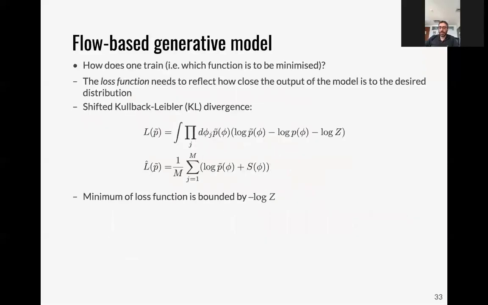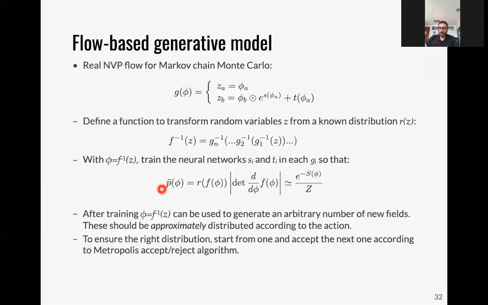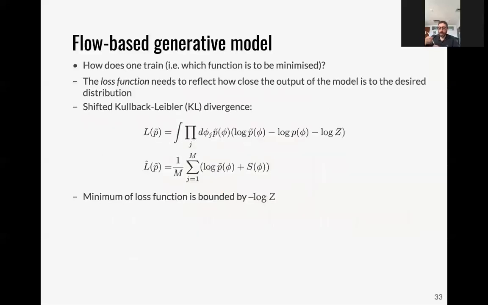Okay, so how do you do the training? Basically the question is, we said before that you want this p tilde to be close to this e to the minus S(phi). But how do you practically do that? In that case, the loss function, which reflects how close the p tilde is to your desired value, you can define in this case. This is the so-called KL divergence.